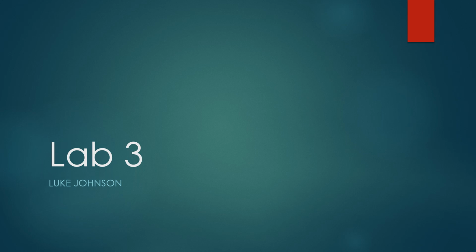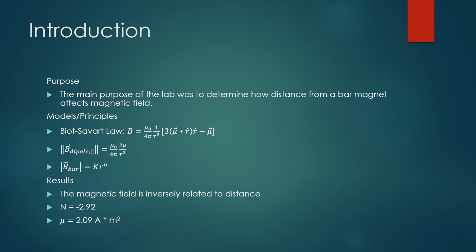This is my Lab 3 presentation. The main purpose of this lab was to determine how distance from a bar magnet affects magnetic field. The main models and principles used were the Biot-Savart law, the magnetic field on axis, and the magnetic field of a bar magnet. And the results were that the magnetic field is inversely related to distance.